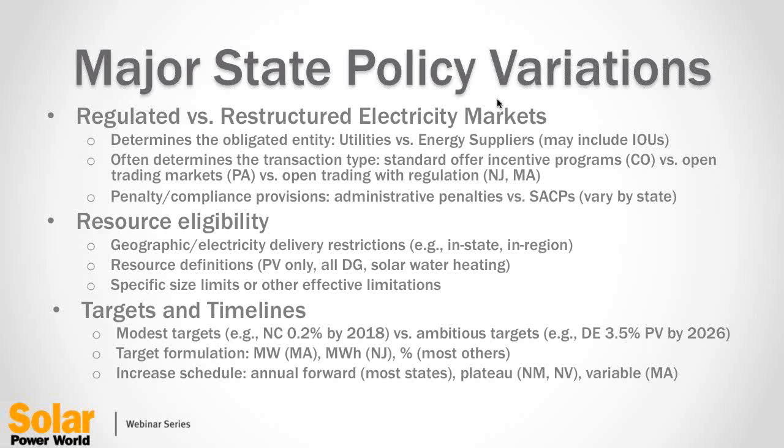Finally, obviously, we have some variation in terms of the targets and timelines. So you've got some fairly modest targets, like in North Carolina, some more ambitious targets, like Delaware, some very ambitious targets, like what you've got in New Jersey, which would probably equate to 6 to 7% of retail electricity sales. And then variations in target formulation, megawatts, megawatt hours, or percentage, and the actual schedule of increase, which in most states kind of ramps up gradually in percentage terms over time. There are some states that have multiple years that have the same percentage requirement, or Massachusetts, which has a mechanism by which they can adjust what the standard is in any given year based on market conditions.